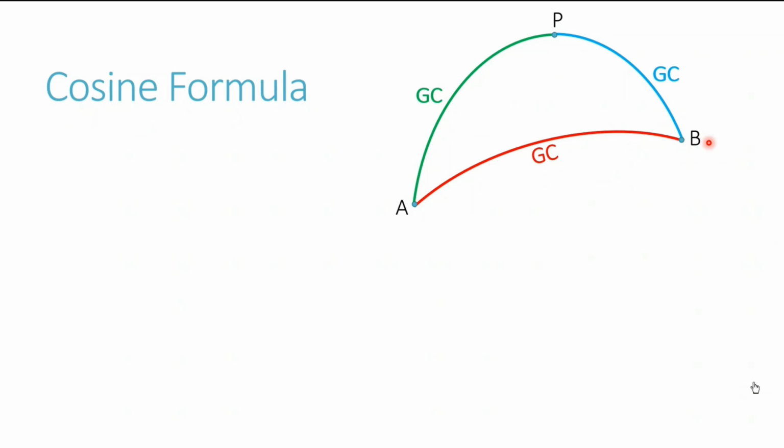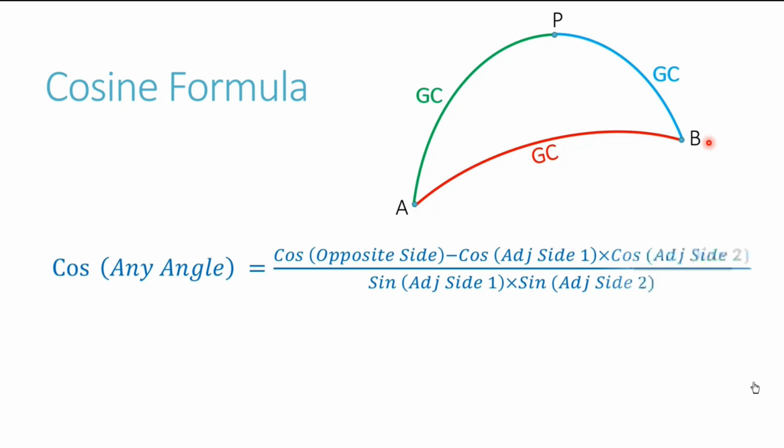Now the cosine formula says: cos of any angle of a spherical triangle is equal to cos of opposite side minus cos of adjacent side 1 multiplied by cos of adjacent side 2, whole divided by sine of adjacent side 1 multiplied by sine of adjacent side 2.